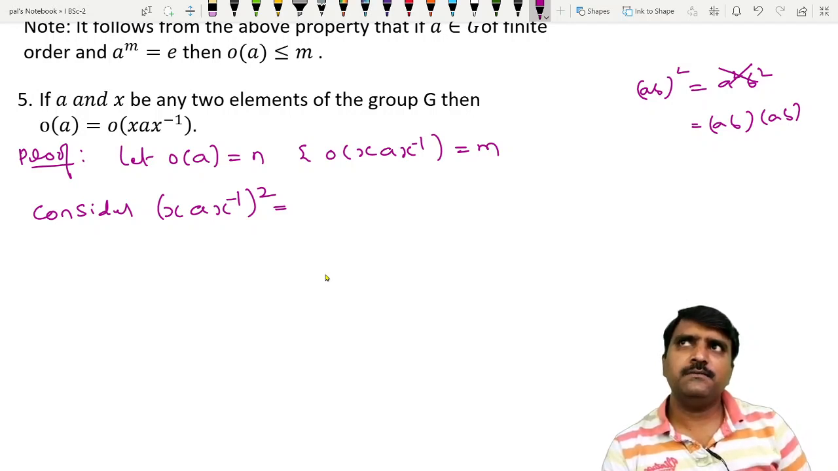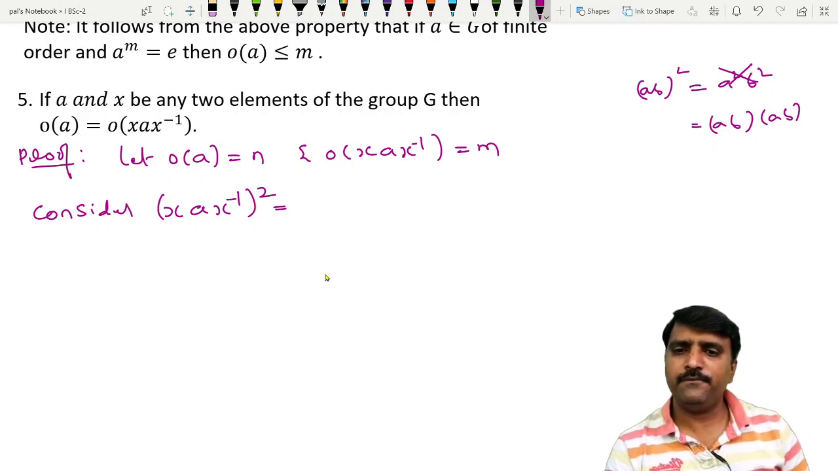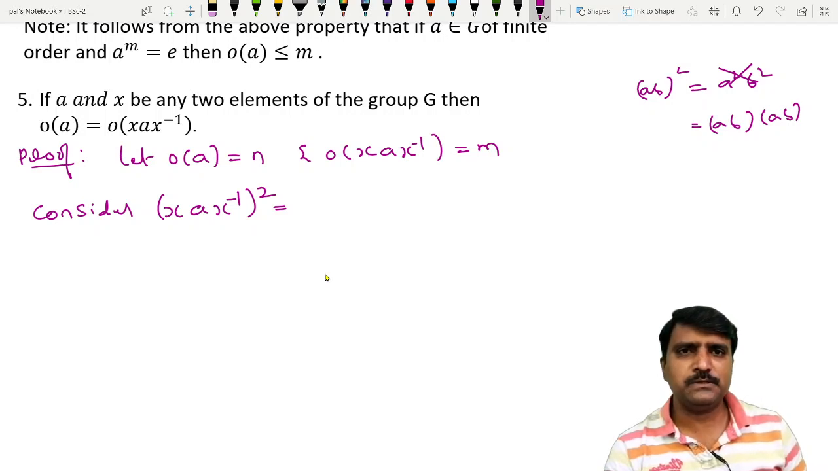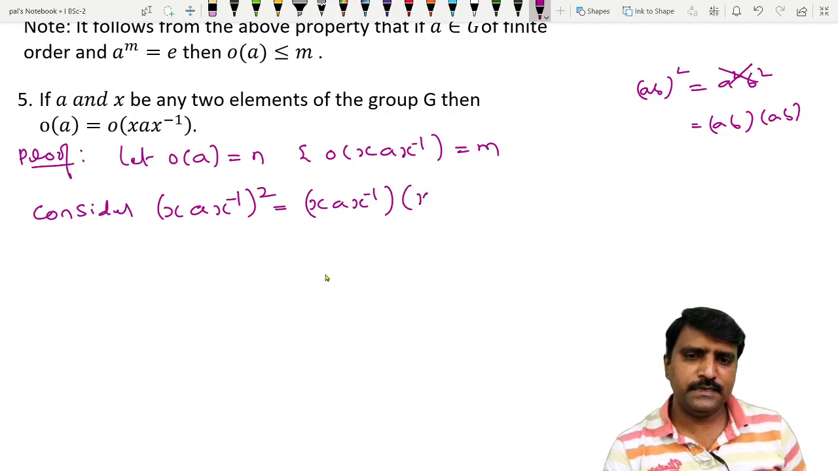So many times you are using a into a is equal to a square, or AB square can be written as, generally in real numbers, AB square can be written as a square into b square. But in real numbers it's no problem. But in case the elements are matrices or something else, we can't write like that. For that reason, x a x inverse whole square you can write as x a x inverse into x a x inverse.